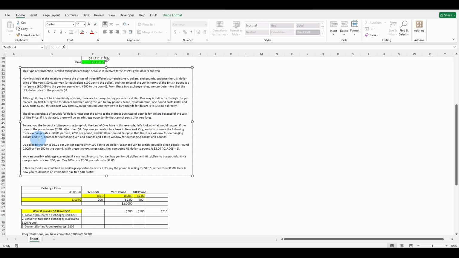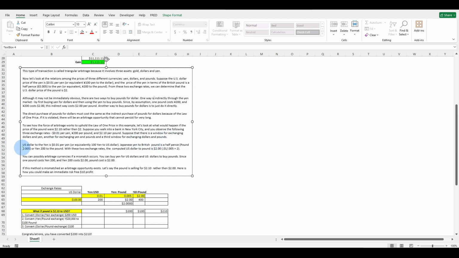If it is violated, there will be an arbitrage opportunity that cannot persist for very long. To see how the force of arbitrage works to uphold the law of one price in this example, let's look at what would happen if the price of the pound were $2.10 rather than $2. Suppose you walk into a bank in New York and you observe the following three exchange rates: 0.01 per yen, 200 yen per pound, and $2 per pound. Suppose that there is a window for exchanging dollars and yen, another for exchanging yen and pounds, and a third window for exchanging dollars and pounds.